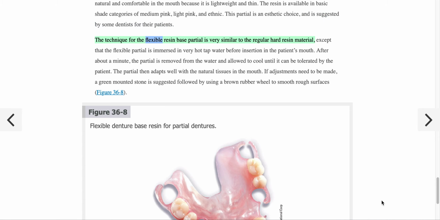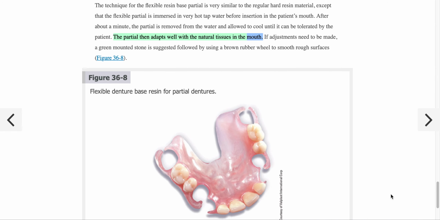The technique for the flexible resin-based partial is very similar to the regular hard resin material, except that the flexible partial is immersed in very hot tap water before insertion in the patient's mouth. After about a minute, the partial is removed from the water and allowed to cool until it can be tolerated by the patient. The partial then adapts well with the natural tissues in the mouth.